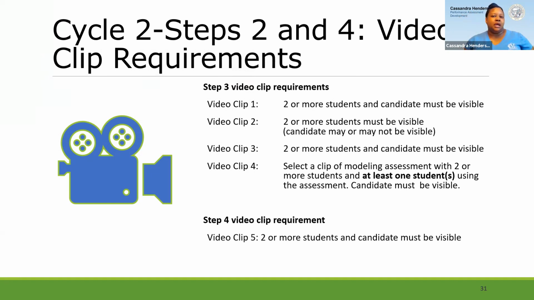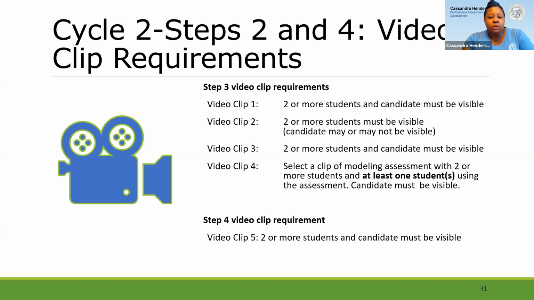It can be a shoulder, a hand, arms, legs, anything that indicates we're looking at a human. Video clip 2: two or more students must be visible. The candidate may or may not be visible in video clip 2. Video clip 3: two or more students and the candidate must be visible.